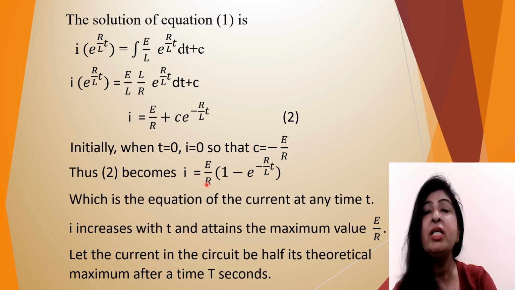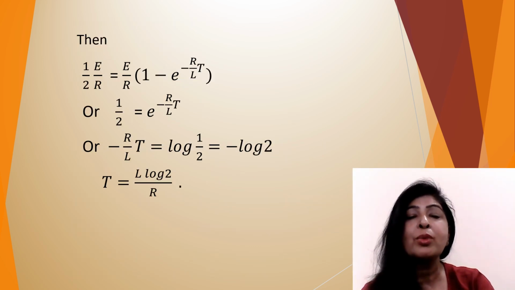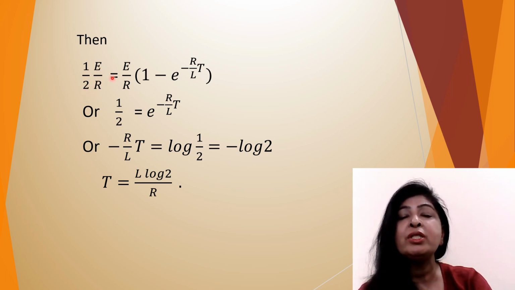Now one condition is given to us that current in this circuit be half its theoretical maximum value after time t seconds. So maximum value is I is equal to E by R. So how to solve this? This is 1/2 of maximum value. So maximum value is E by R, which is equal to the current I, E by R times 1 minus e raised to power minus R by L t, where t is for t seconds.